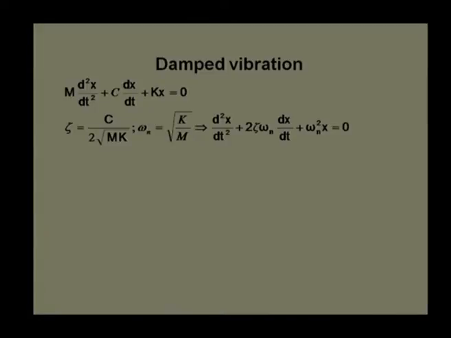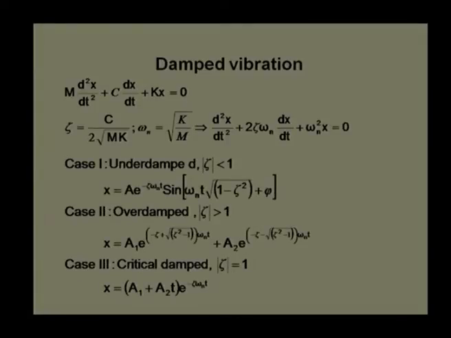We can non-dimensionalize it so that we can interpret it in a much better manner. We say there is a damping factor, which is the ratio of the damping coefficient to the critical damping. Natural frequency is the square root of the ratio of K by M, stiffness by mass. When we use these expressions, we can rearrange the first equation to this equation. Now, we know the solutions are available for this kind of equation, and they are categorized in three cases based on the value of zeta.